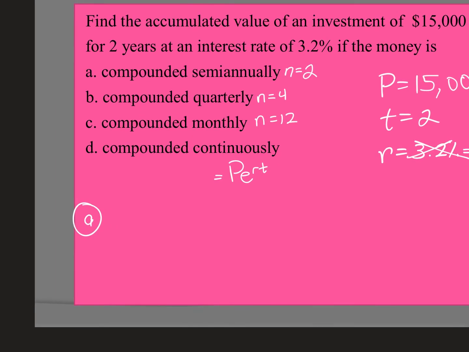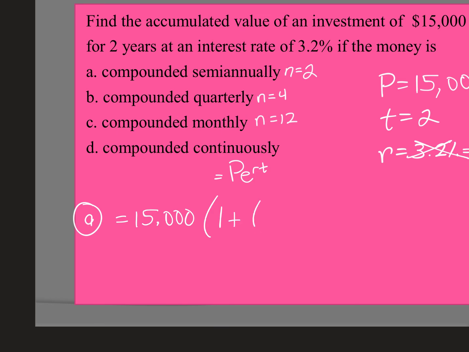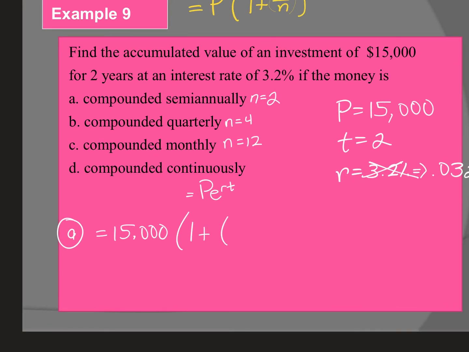I need to see, okay, it's $15,000 that we put in. And then it's 1 plus, what is the rate? 0.032 divided by, in letter A, what is my N value? 2. And then I raise that to the N times T, so 2 times 2.